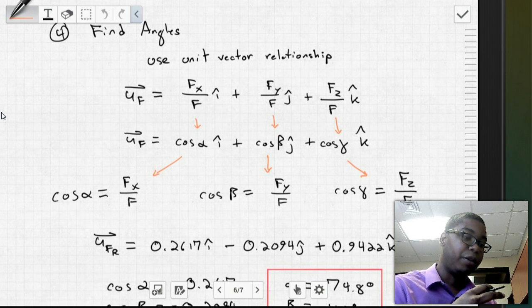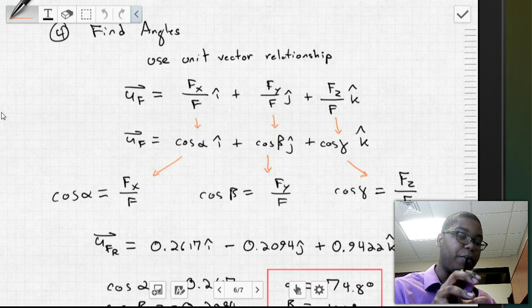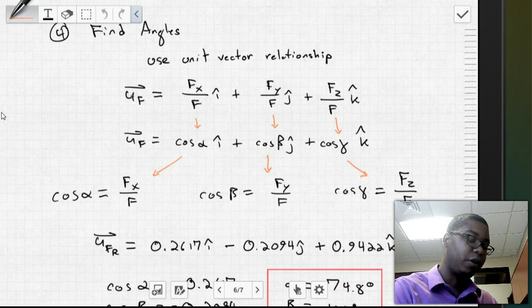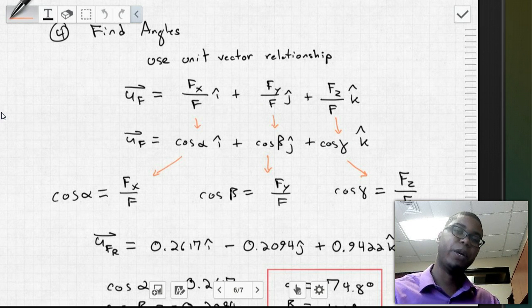Now remember the use of the unit direction vector. There were a number of relationships. The unit direction vector for our force resultant can be equal to the Fx over F i plus Fy over F j plus Fz over F k. But also the unit direction vector is equal to cosine alpha i plus cosine beta j plus cosine gamma k, right?